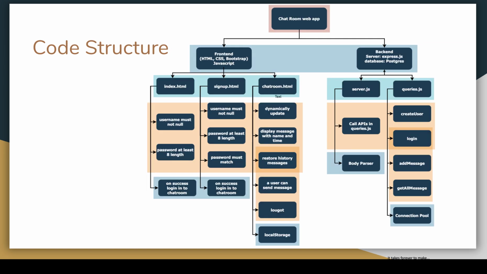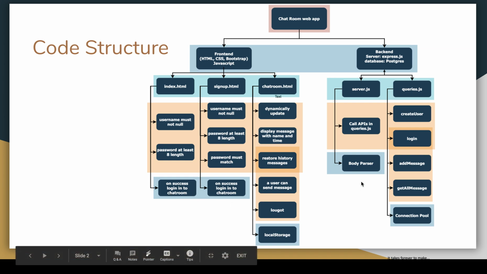So let's dive in. I'll talk about the code structure. My chat room web app is composed of two parts, the front end and the back end. The one circled in orange shows the functionalities it has achieved, and the one in blue at the bottom shows the technology I have used. Briefly, for my front end, I basically use HTML, CSS, and Bootstrap.